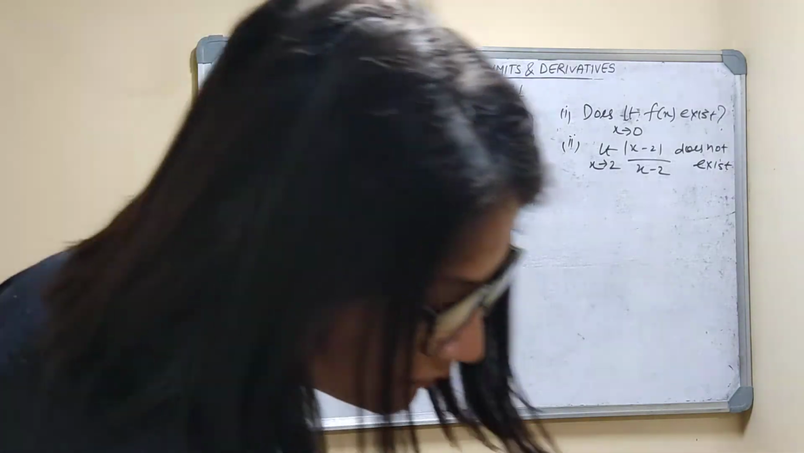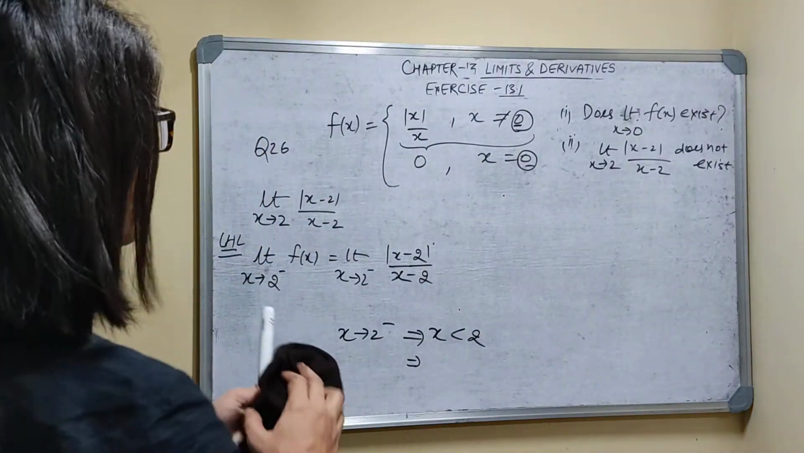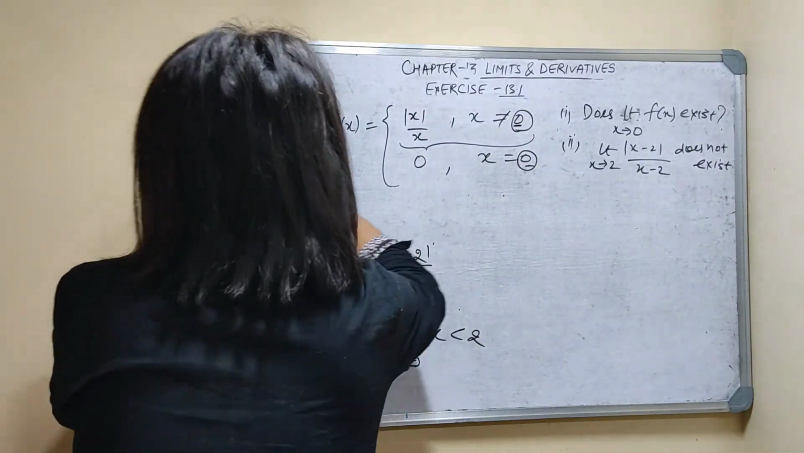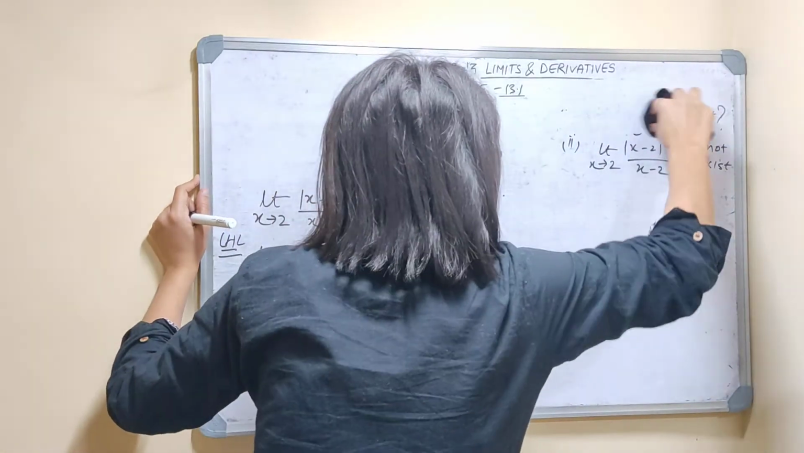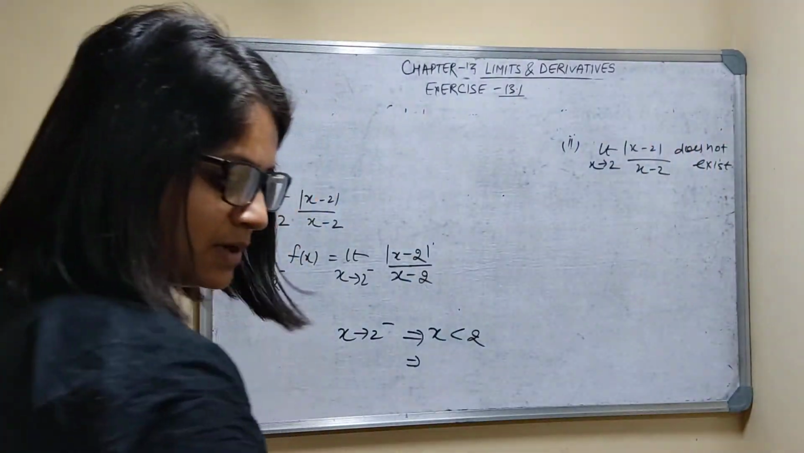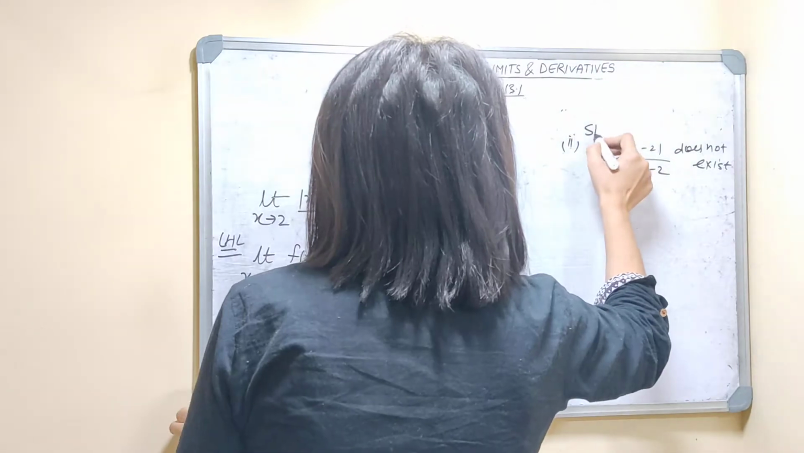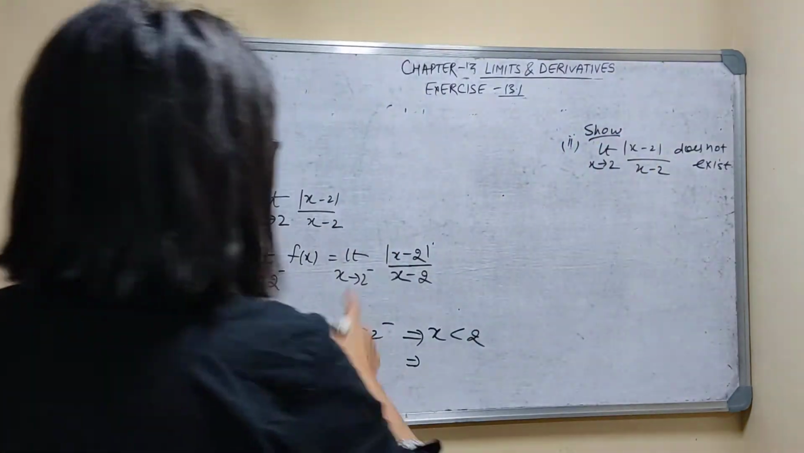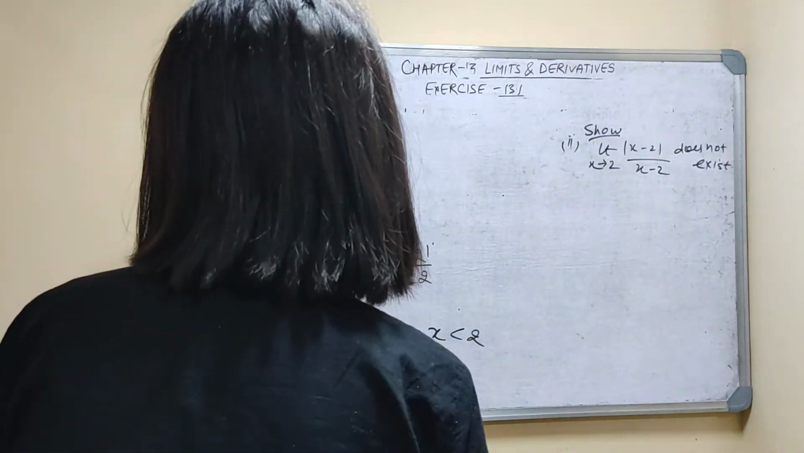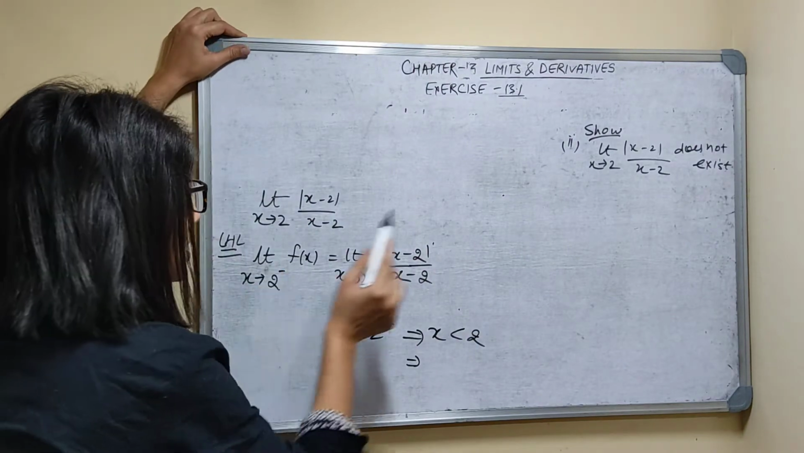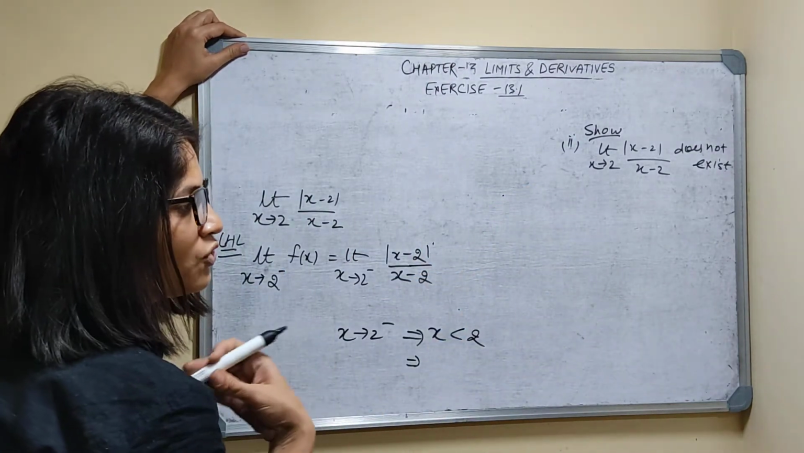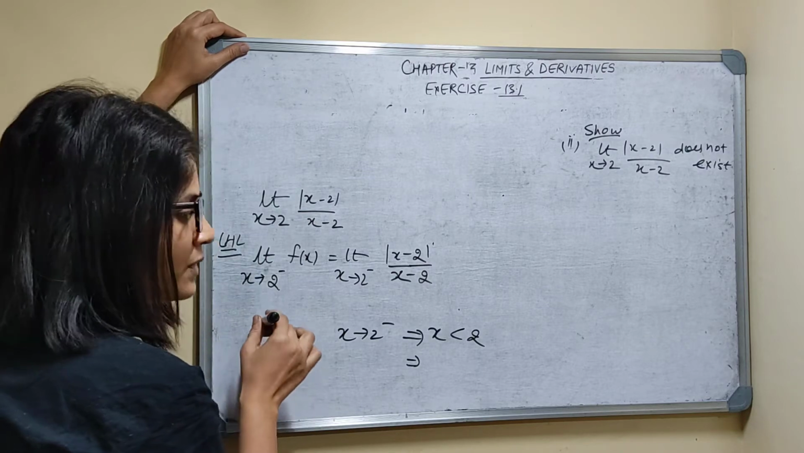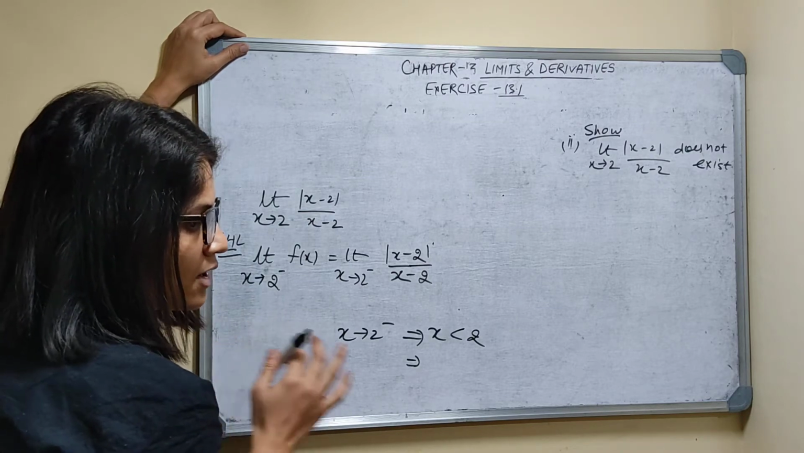This is a different question. This is not the same question. This is the second part, completely different. Show that the limit does not exist. Sorry, I forgot that, limit. This does not exist. So I know if I have to prove that this limit does not exist, it means I have to show that the left hand limit and right hand limit are not equal.